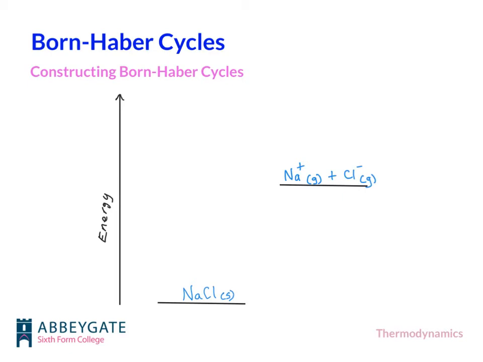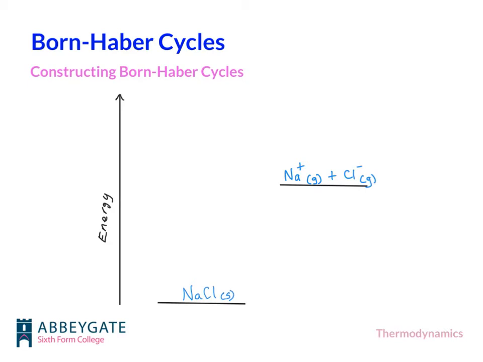So what I've done to start off constructing my Born-Haber cycle, which is the type of Hess cycle we use for doing this, we know that our sodium chloride is going to be the lowest energy state. So our ionic solid goes at the very bottom line. And I know that the gaseous sodium ions and chloride ions, this is what I'm going to try and find out, is the energy gap between them. So this is our lattice enthalpy that I'm trying to find out.